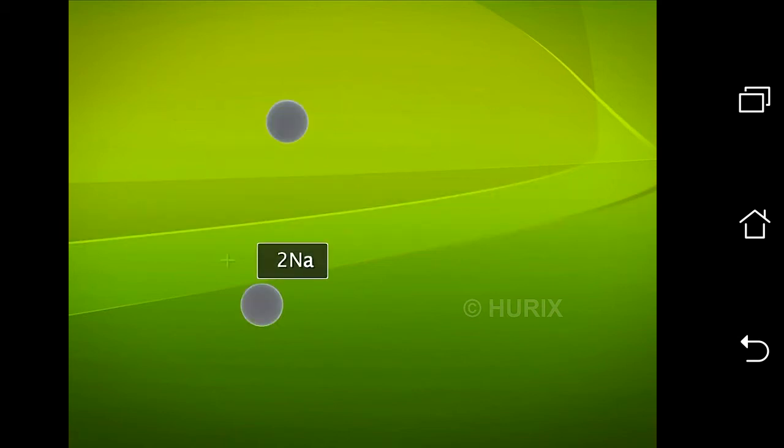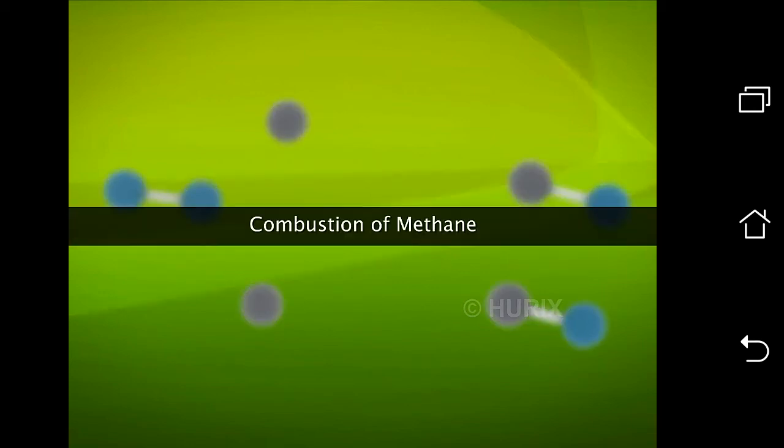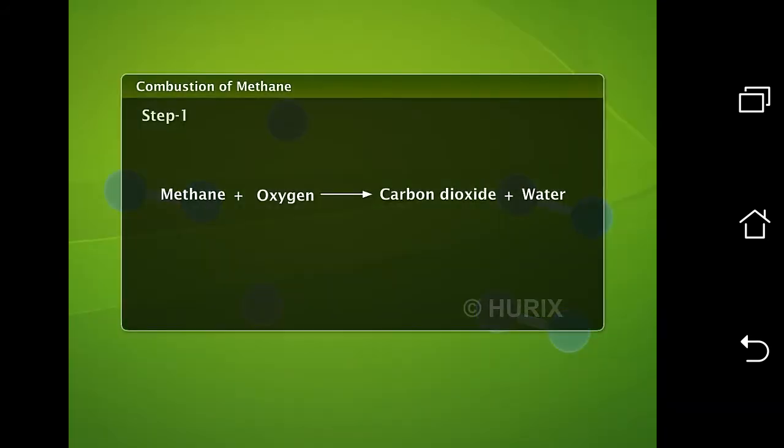It is after a similar pattern that when we combine 2 moles sodium with 1 mole chlorine molecule, we get 2 moles sodium chloride. What are the steps involved in balancing a chemical equation mentioned in this reaction? Write the word equation. Write the symbol equation.